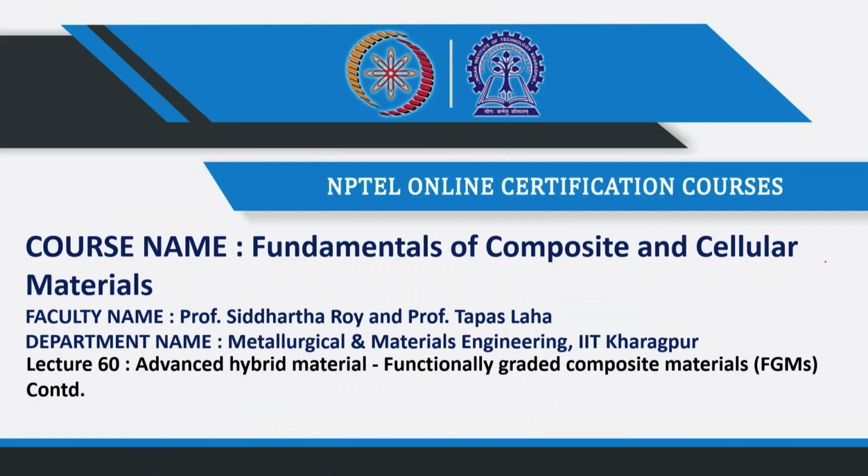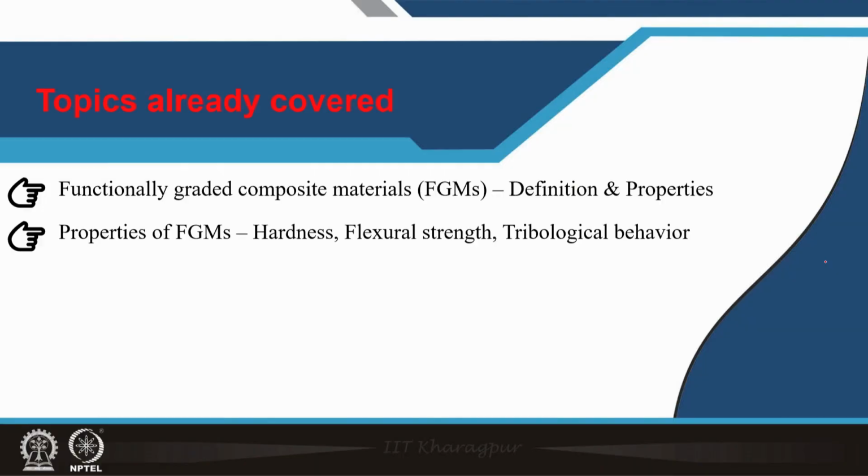This is the last lecture of this course, and in this lecture we will discuss the FGMs or functionally graded composite materials. In the last lecture you learnt about the basics of FGMs, that means the definition of an FGM and the basic properties of FGMs and how the FGM structure can be designed. Those things were discussed in the last lecture. Among the properties we discussed the hardness, flexural strength and the tribological properties.